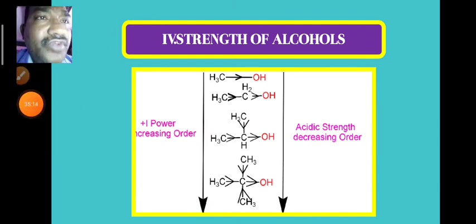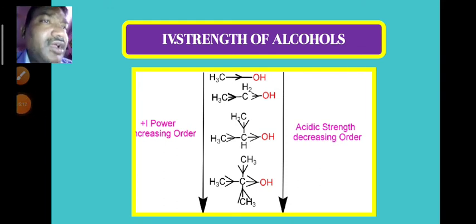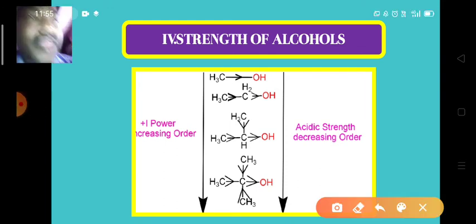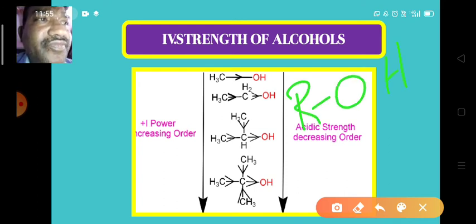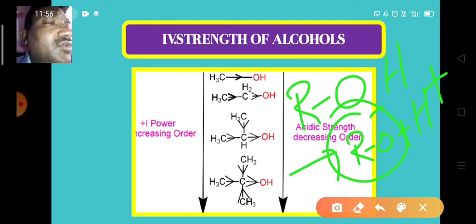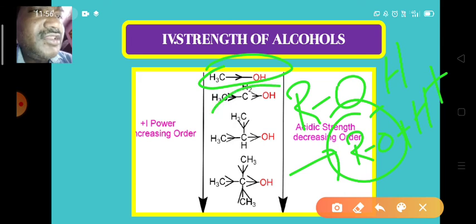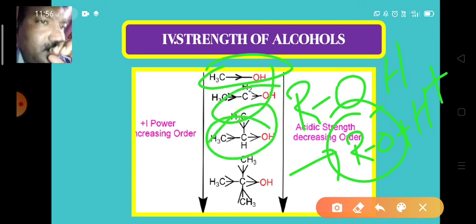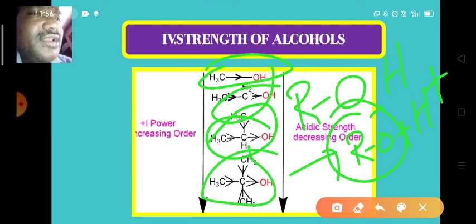Now, we go for the strength of the alcohols. Alcohols also behave as acids because alcohols lose H plus ion and they form alkoxide ions like this. Alkoxide ions. Okay, so if the electron density on the oxygen increases, it will not lose the H plus ions. So here we are taking methyl alcohol, ethyl alcohol, isopropyl alcohol and tertiary butyl alcohol.